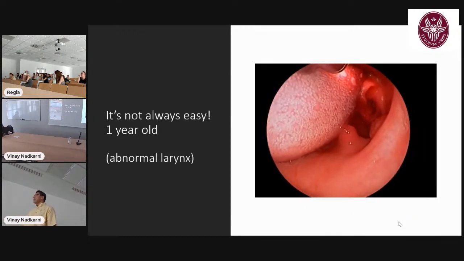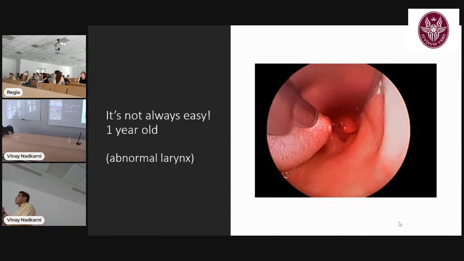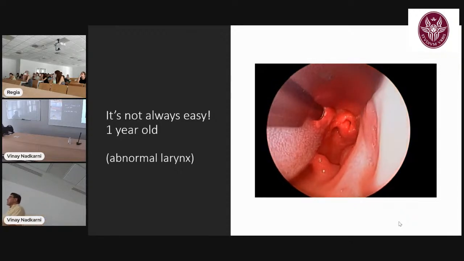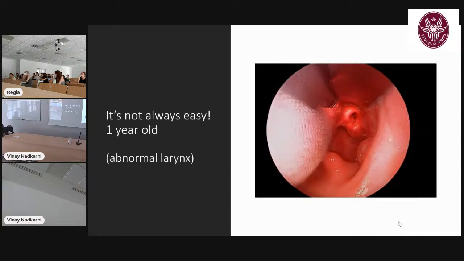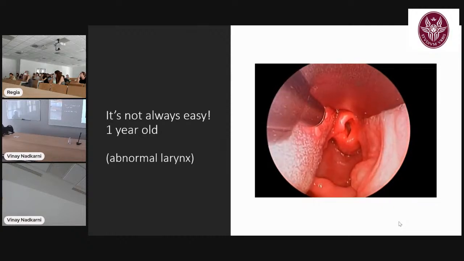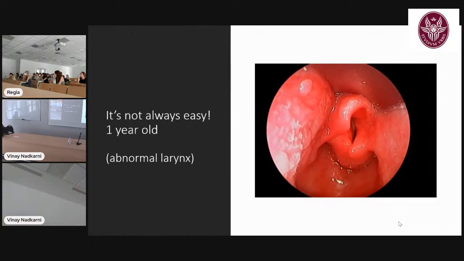Here's another one. This is a 1-year-old. Now they're struggling to find the epiglottis. Where is it? Where's the airway? I'm trying to sweep the tongue out. There it is, but it's off center. I didn't position the patient quite well.